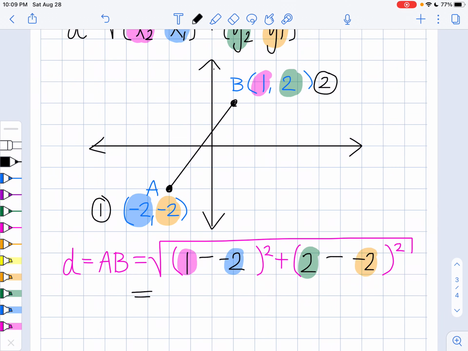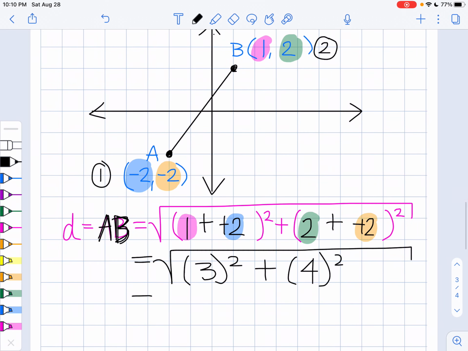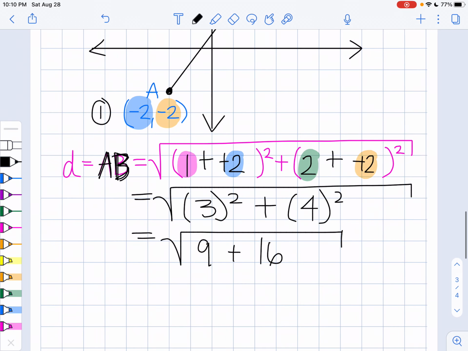Okay. Now again, I'm finding my distance or my length, so I just have my AB written with no line or segment above the top. And when I'm doing subtraction, remember subtraction is the same as add the opposite. So I end up with 1 plus 2, which is 3, and 2 plus 2, which is 4. I square first, so the square root of 3 squared is 9, 4 squared is 16. Add these together, 9 plus 16 is 25, and the square root of 25 is 5.